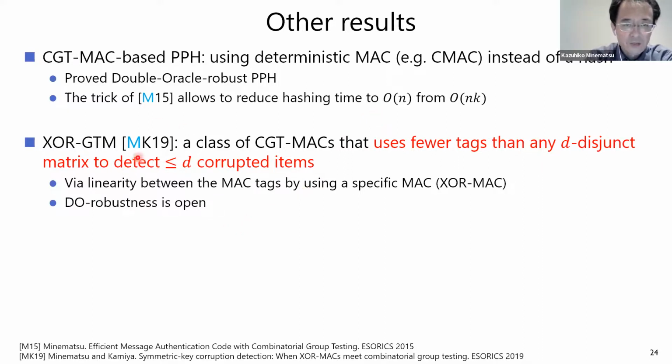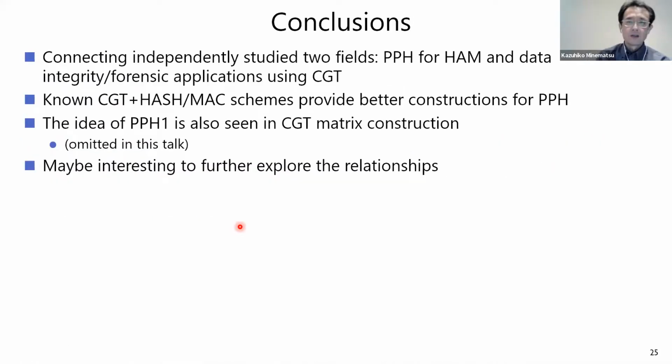And there's another paper that also reduces the hashing size significantly, even beyond the limit of the disjunct matrix. But this is possible because we are exploiting the linearity between the MAC tags by using a specific type of MAC function. But proving the double oracle robustness for this type of function is still open. Maybe possible, but I have not found a way so far.